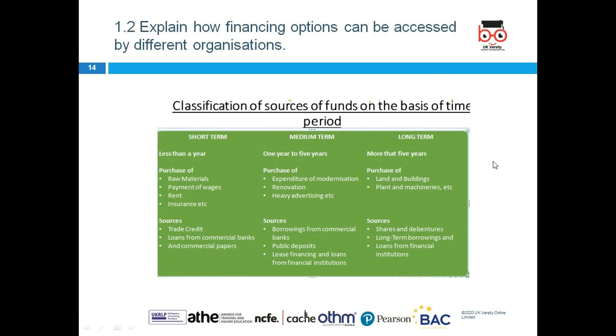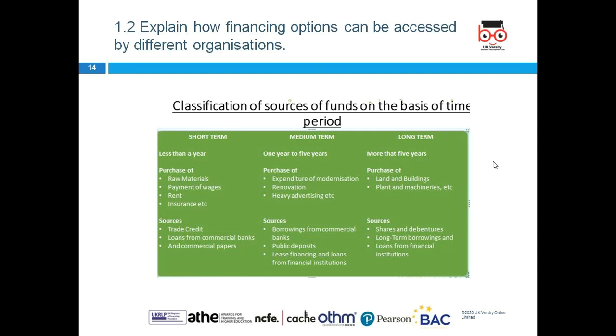So short term is less than a year. Like if you need raw material, payment of wages, rent, insurance to pay, we can use it short term. Sources can be trade credit. You can borrow the goods on credit, loan from the commercial bank, overdraft or short term loan. Add the commercial paper, which can be secured. We can issue the paper for less than a year, and we need short term, but sometimes it can be higher interest there.